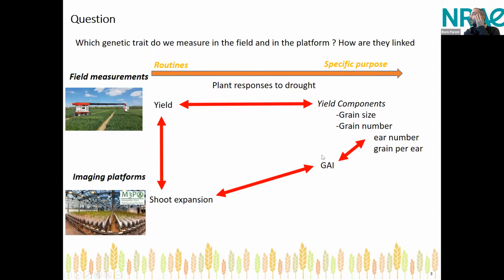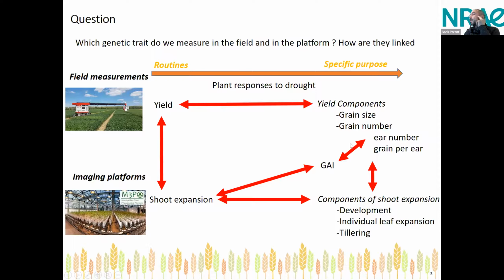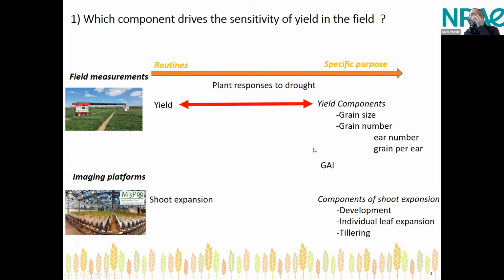This, and to link that with what we observe in the platform. And shoot expansion is the result of three underlying components, which are the individual leaf development, individual leaf expansion, and number of tillers. So it's what we try to answer.